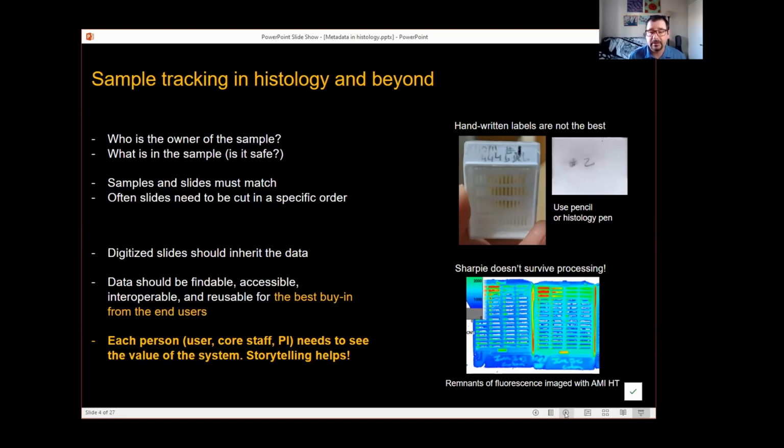Now, people are not happy when they use Sharpie to write on the cassettes, because that does not survive processing. But there's sometimes some remnants of fluorescence that you can image with a whole body imager like the AMI HD.